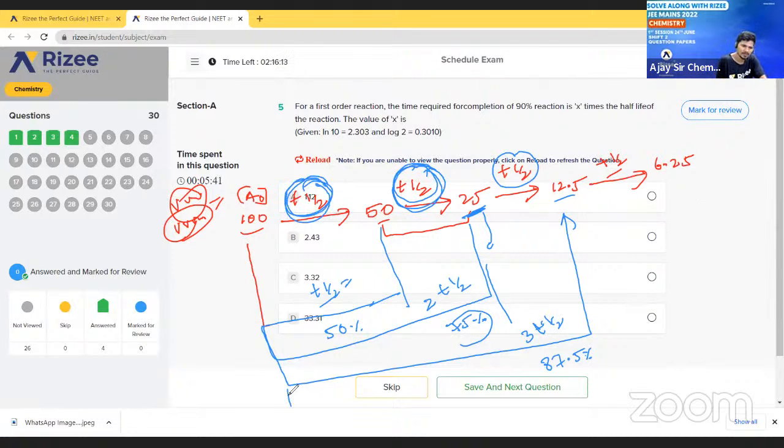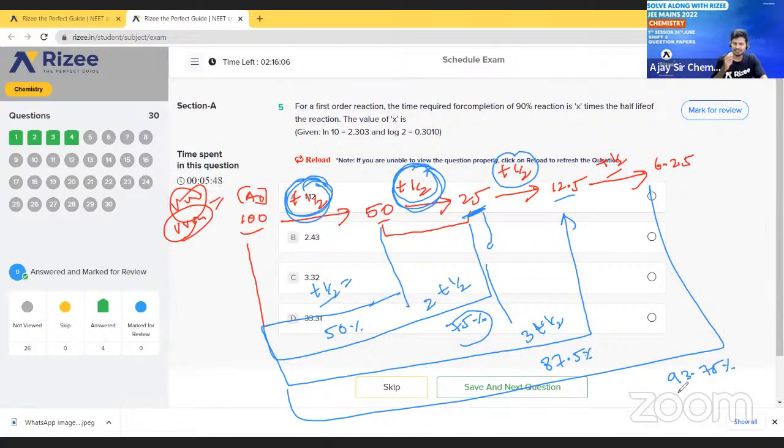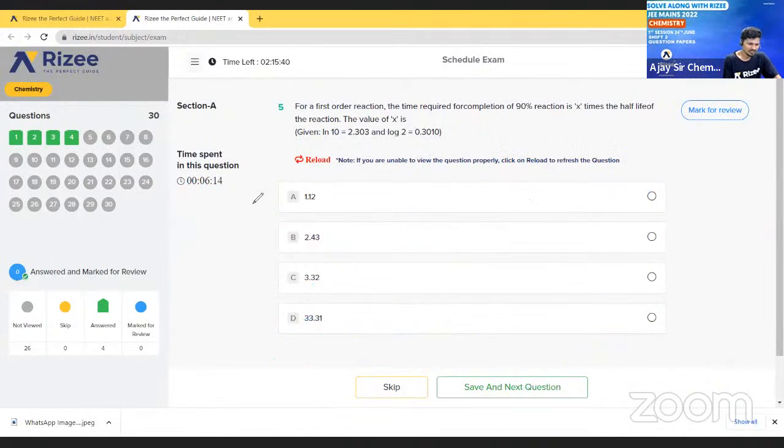If you want to complete 93.75% of the reaction, how much half-life should be here? 4 into T half. This is the simple trick, and I will give another simple trick also. I will write this shortcut. First of all, take this screenshot. 1, 2, 3. Okay, take. Next, I will write these things.